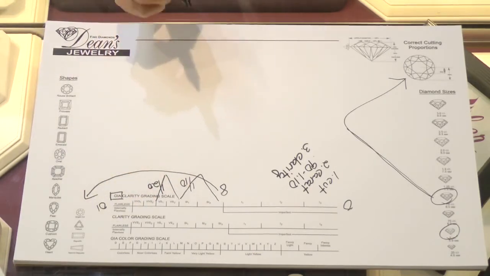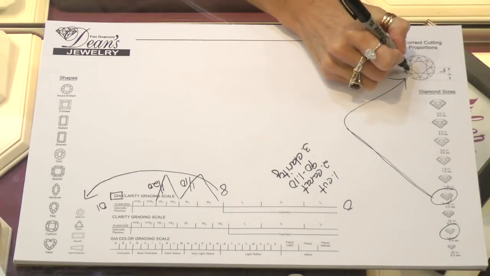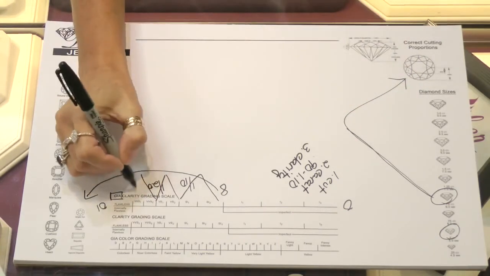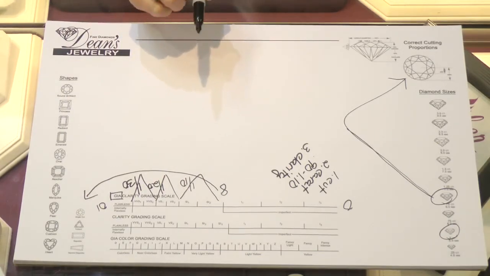For it to get a VVS grade, it has to be 1/30th the size, the tip of my pen. And that is so small that I can't even show you what it would look like on a 50 carat diamond. So imagine if this were a 1 carat diamond, how small those would be.